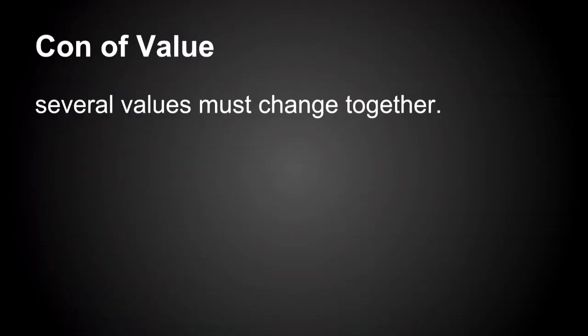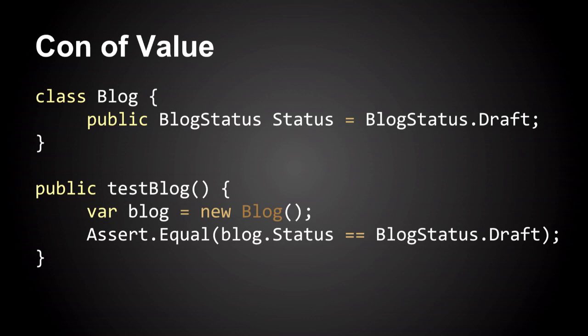So connascence of value, the place where I've found this actually creeps up is in unit tests. Unit tests can end up knowing about the initialization state of the objects under test, which makes it very, very hard to change those objects later. So who's ever written a test like this? This is the simplest example, but we've got this property on this object that's set at initialization to draft, and then we've got a test, and you can imagine it would be much more complex than this, but then it's asserting that that state is unchanged.